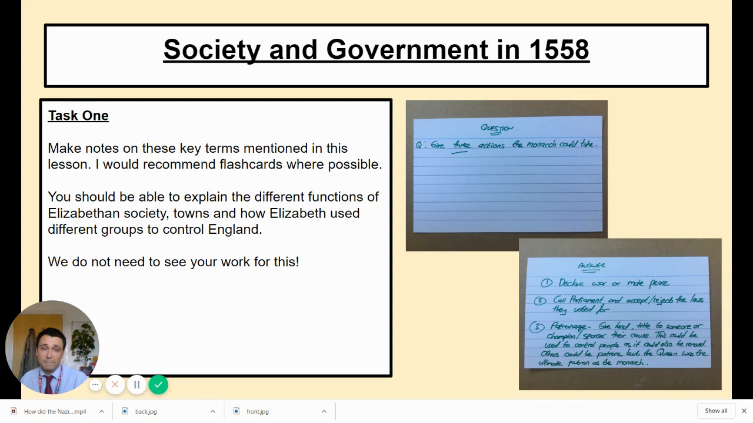And that's it. Thank you very much. Lesson 2 should be up as well for you, where we can start to look at Elizabethan society in a bit more detail and focus on the problems Elizabeth faced in 1558 when she became a monarch.